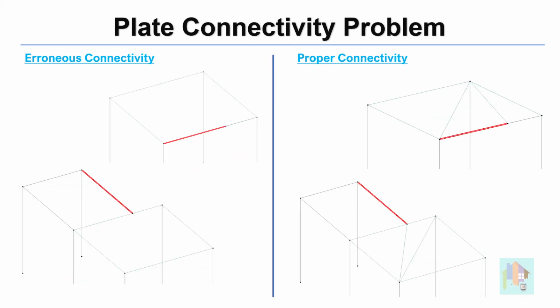Similarly, these beam plate arrangements are incorrect as one of the beam end doesn't have a connection with the plate corner node, and this can also be modified by introducing smaller plates which has a common corner node at the beam end. Apart from these connectivity issues, there is still another major problem.